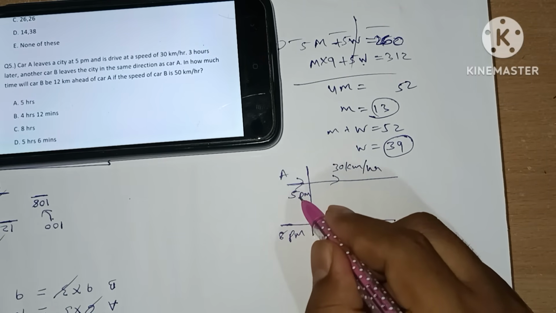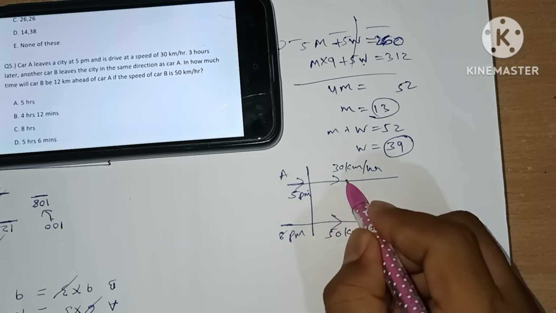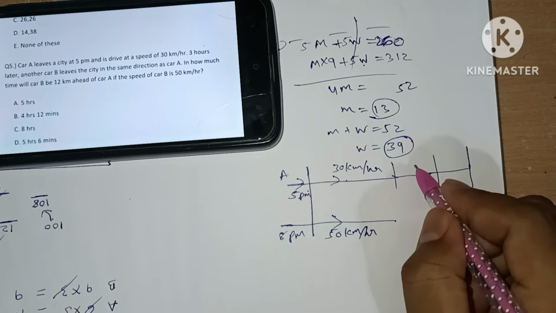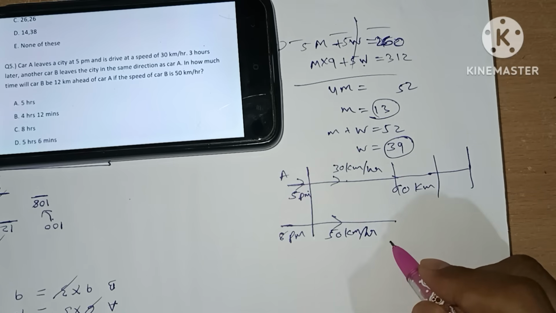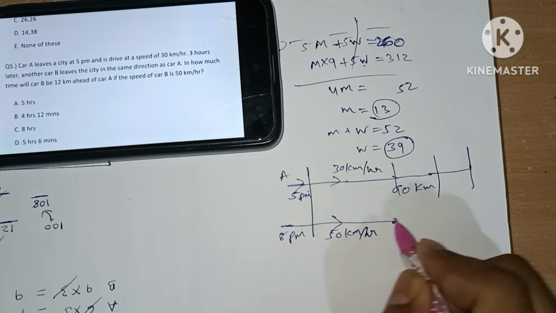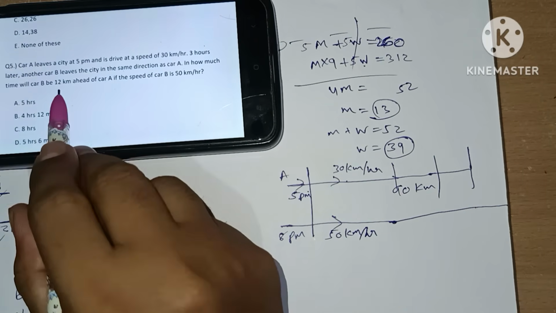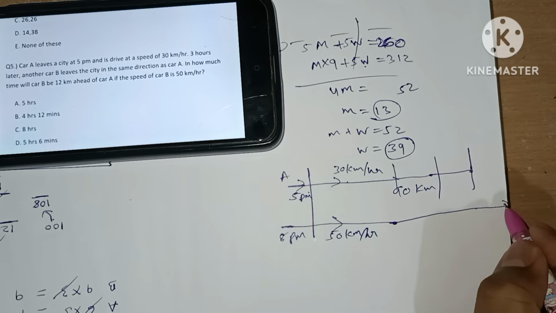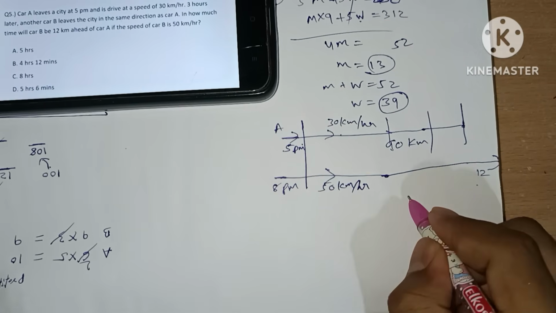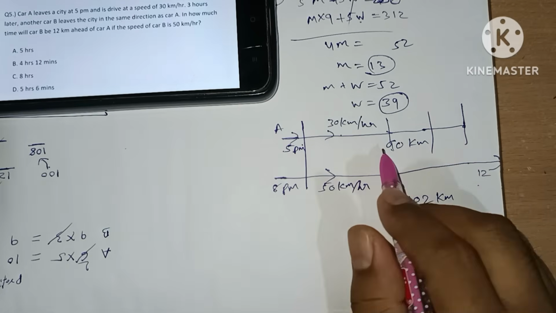So to make the times equal, after 3 hours it goes up to 30, again 30, and again 30. In 3 hours it reaches 90 kilometers. So the difference between these two is 90 kilometers, plus this car needs to travel extra 12 kilometers ahead of car A. So 12 kilometers ahead means 90 plus 12, which is 102 kilometers. 102 kilometers must be ahead of car A.